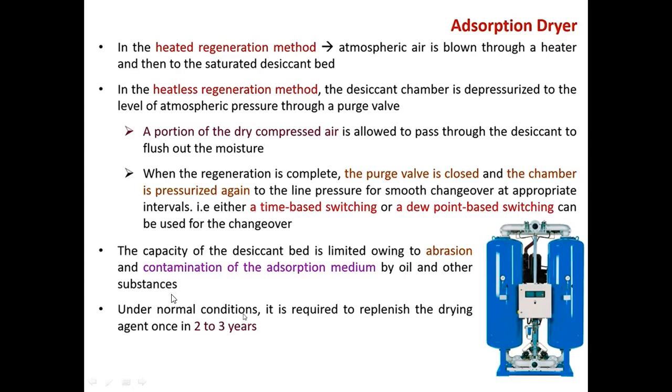The capacity of the desiccant bed is limited owing to contamination of the adsorption media by oil and other substances. Under normal conditions, it is required to refresh the drying agent every 2 to 3 years.